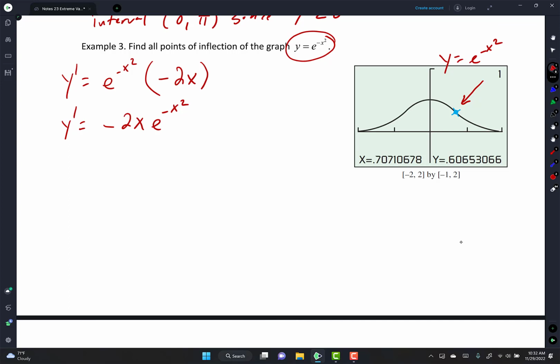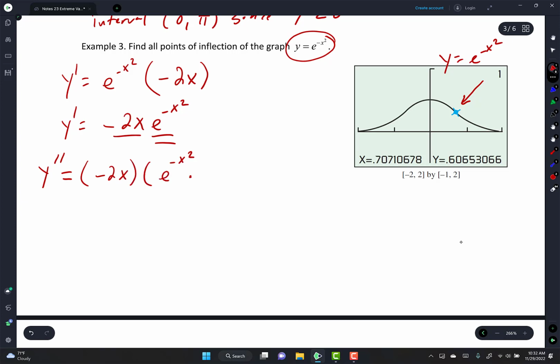Now I'm going to take the derivative again. So when I take my second derivative, what rule do I have to use? Product. Now I know some of you like to do it the way Delta does it. That's fine. I like to do it this way. First, negative 2x times the derivative of the second, e to the negative x squared times the negative 2x again, plus second, e to the negative x squared times the derivative of the first, negative 2. Are we okay? I don't see any initial mistakes.